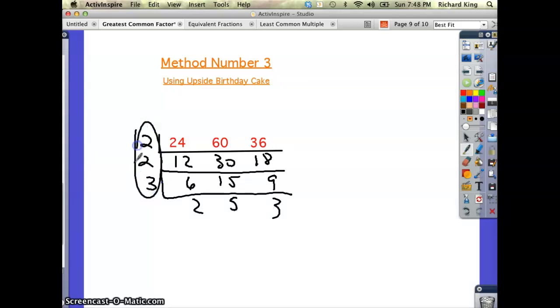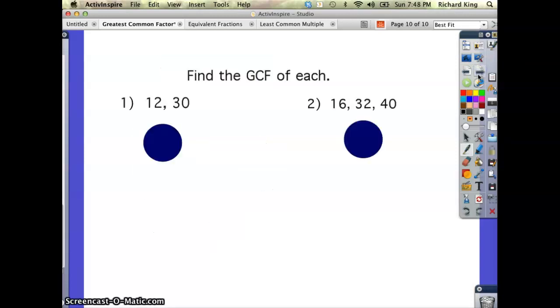So again, multiply everything on the left over here together. We end up with 2 times 2 times 3, and again, greatest common factor is 12. So that's showing you 3 different methods on finding the prime or the greatest common factor of 24, 60, and 36.